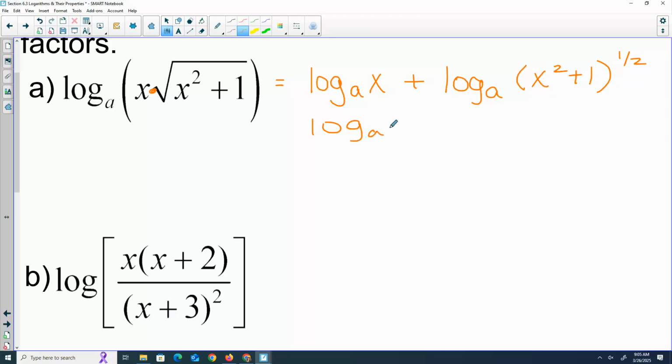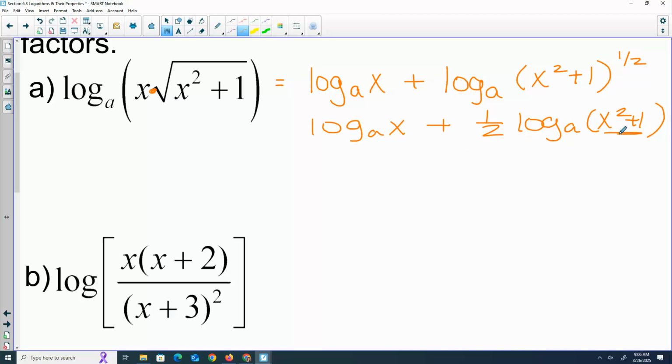So that's log base A of x plus 1/2 log base A of x squared plus 1. Now it's really tempting to try to bring down this square. But inside this parenthesis, I have things being added together. They're not both being squared, so I can't bring the square down.